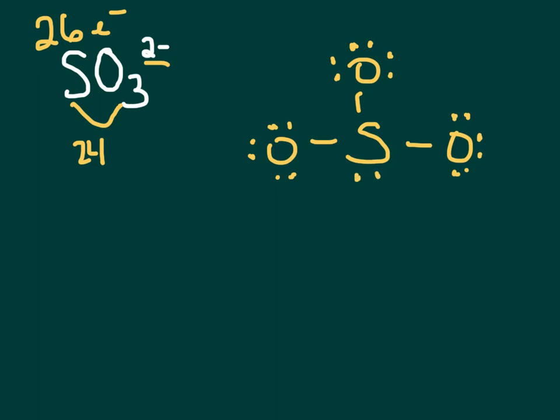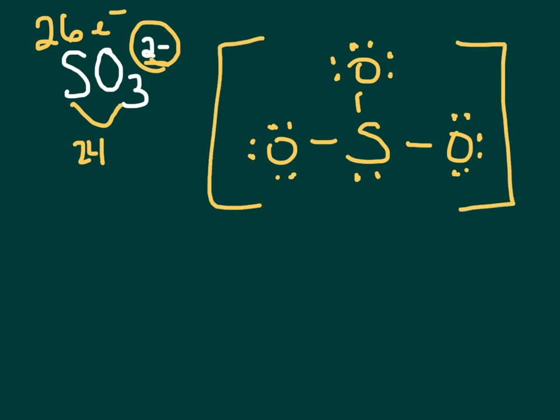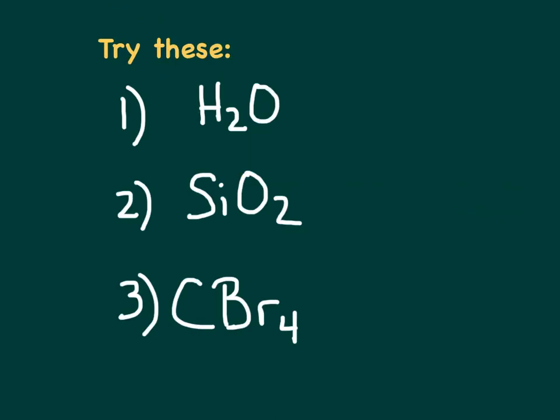And so you can see that all of the octets are full now. Each one has 8 around it, but we still have to account for these 2 electrons that were gained. And so the way we do that is we put brackets around this whole thing, and we put a 2- charge on the outside for the ions.